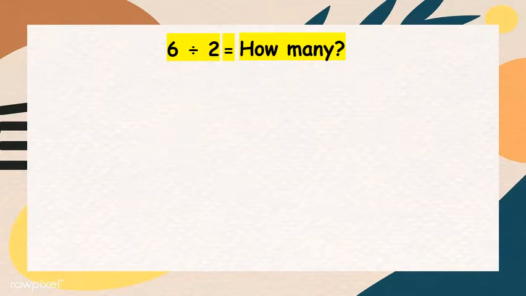Now, let's have an example. 6 divided by 2 equals how many? First, we have to see how this is written. 6 divided by 2 is written as follows. Next, we have to find out the dividend and the divisor. The number to be divided is the dividend. The number by which we divide is the divisor.